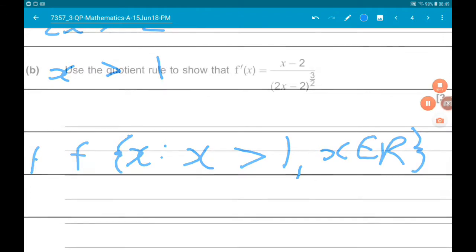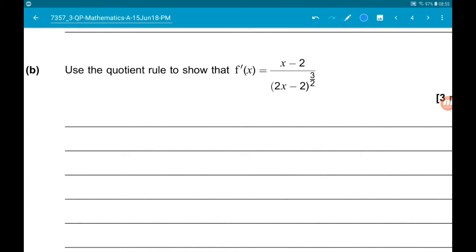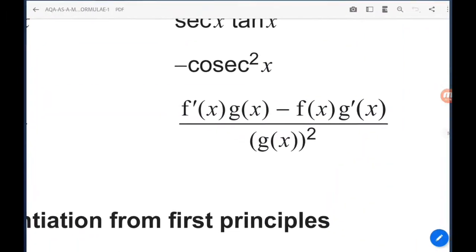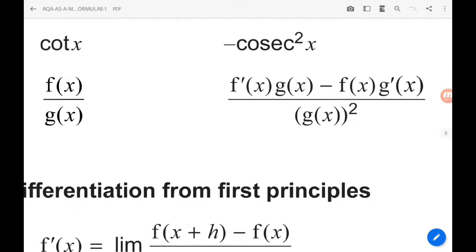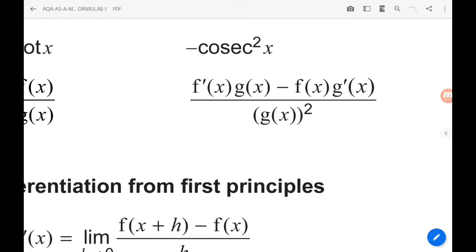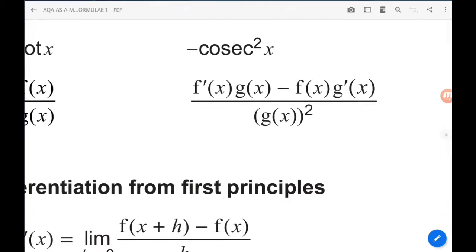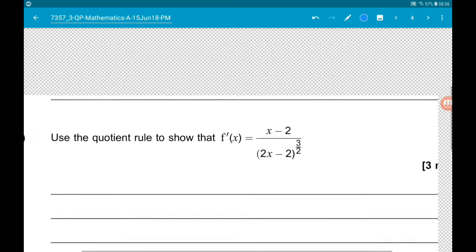Cool. Okay, then part B says use the quotient rule to show that f dash of x is x minus 2 over 2x minus 2 to the 3 halves. So we're given the quotient rule in the formula booklet. So when you have f of x over g of x, it differentiates to f dashed times g minus f times g dash over g squared. So we usually use a u and a v, which is what we're going to do.